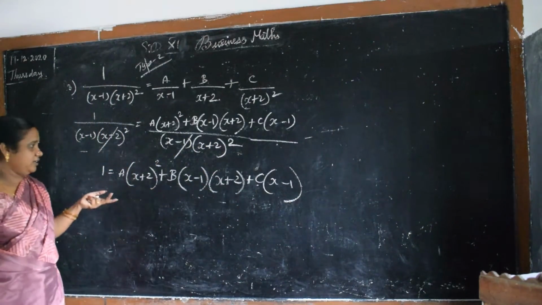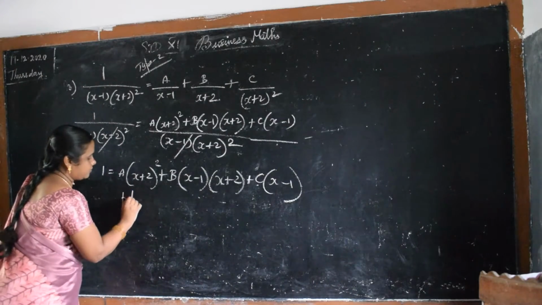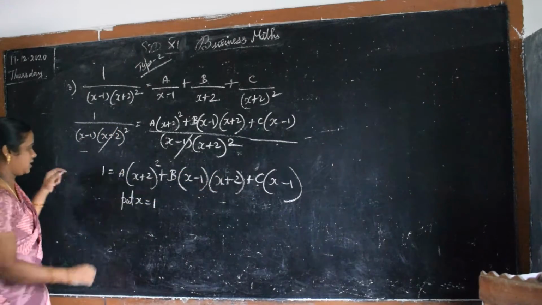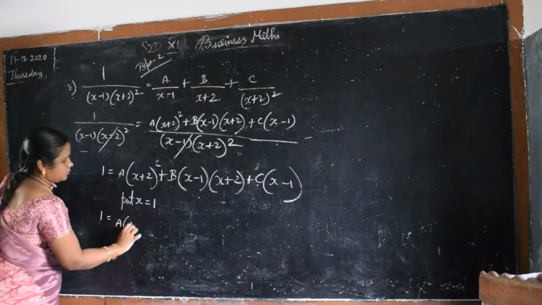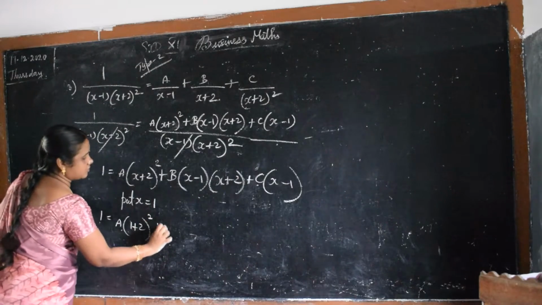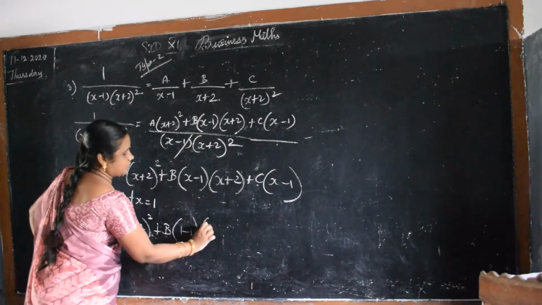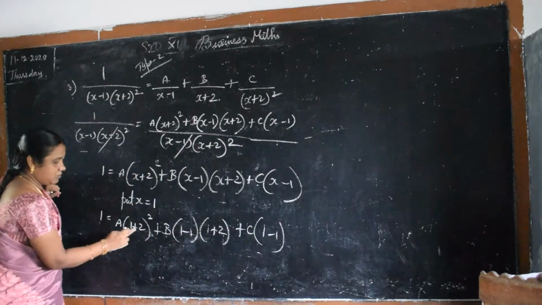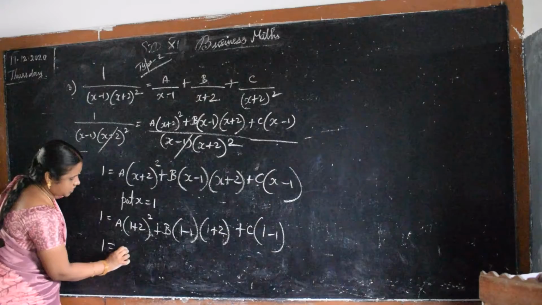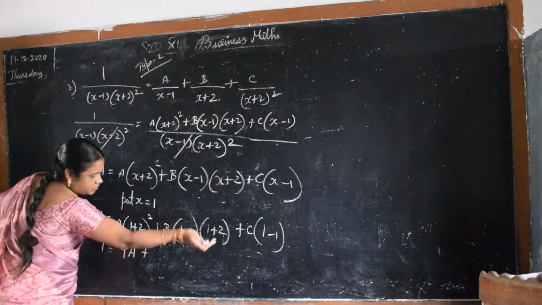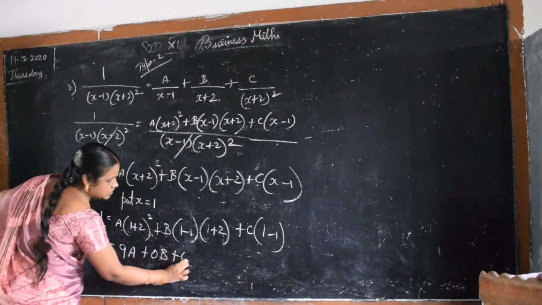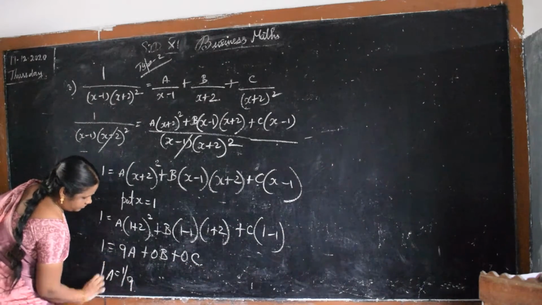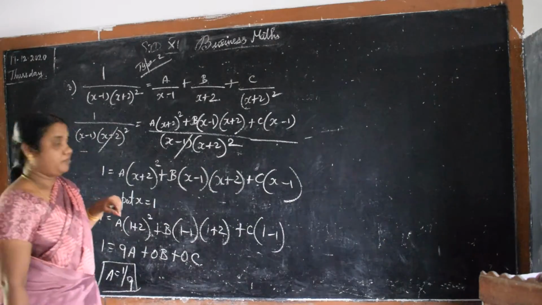Now I am going to put x is equal to 1. I will get 0 here, here also 0, where the term is multiplied. See, 1 is equal to a into (1 plus 2) whole square, (1 minus 1)(1 plus 2), (1 minus 1). 1 plus 2 is 3, 3 square is 9. So 1 is equal to 9a, plus 0b plus 0c. So what is the value of a? A is equal to 1 by 9. Next find the value of b and c.